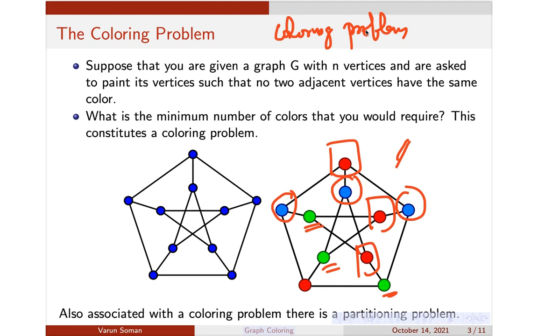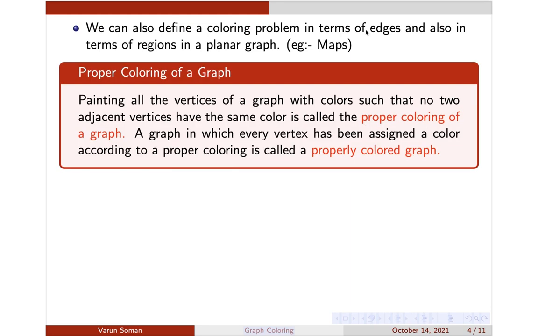So I hope it's clear. The same concept of coloring in such a way that no two adjacent objects have the same color can be extended to edges as well as regions. So this is the definition of a proper coloring of a graph. Painting all the vertices of a graph in such a way that no two adjacent vertices are the same color is called a proper coloring of a graph. It's a very simple thing.